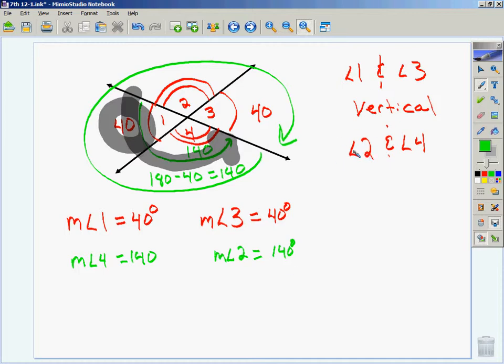Vertical angles are formed by two intersecting lines, and they are opposite or across from each other. And they have the property that they always have the same measurement. They're congruent. Everybody okay with vertical?